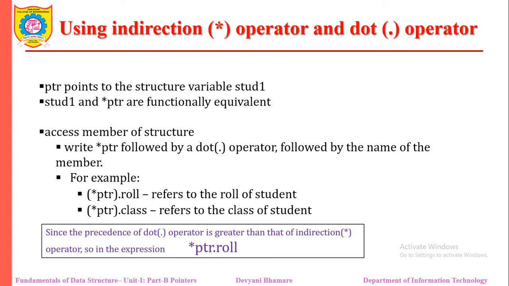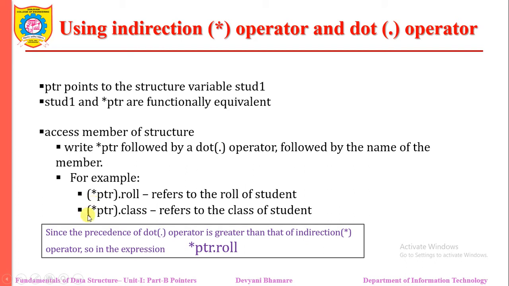As I told you, we can have another way, that means the use of the indirection operator and the dot operator. Now PTR points to the structure variable stud. So we can say that stud and the value at PTR are the same thing. What is the value at PTR? The address of stud. And what is stud? It is the name of the variable, meaning it can be the same. So instead of writing the PTR arrow operator, we can use the asterisk and the dot operator in this fashion.